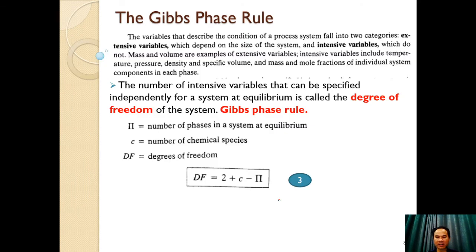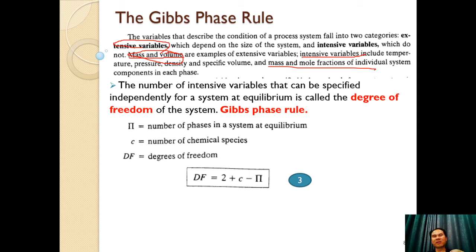The Gibbs phase rule. Right? How do you know the Gibbs phase rule? The variables that describe the condition of a process system fall into two categories: extensive variables and intensive variables. Extensive means the property depends on the size of the system. Intensive means the variable does not depend on the size of the system. For example, mass and volume. Right? Mass and volume depend on the size of the system. It's an extensive property because it depends on the size of the system. Okay, for the intensive variables, for example, temperature, pressure, density, specific volume, and mole fraction.